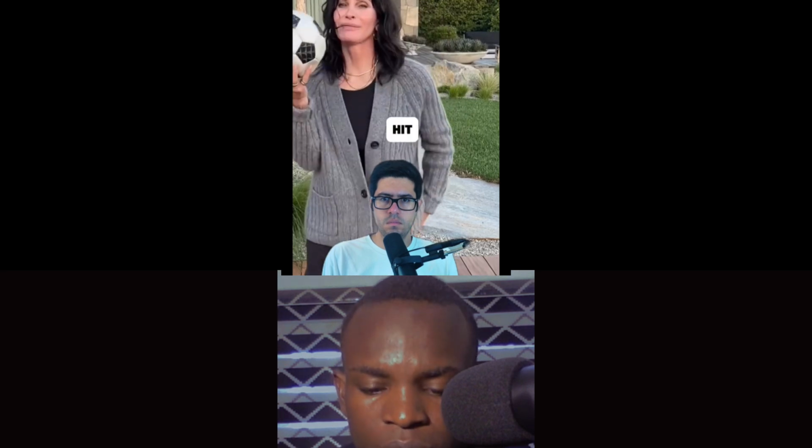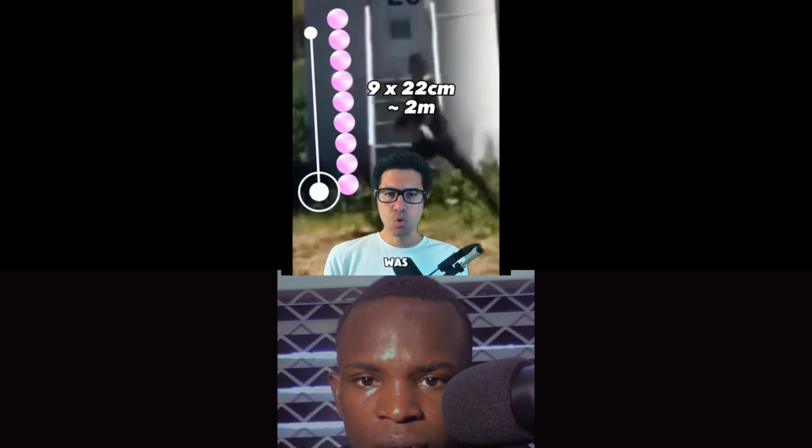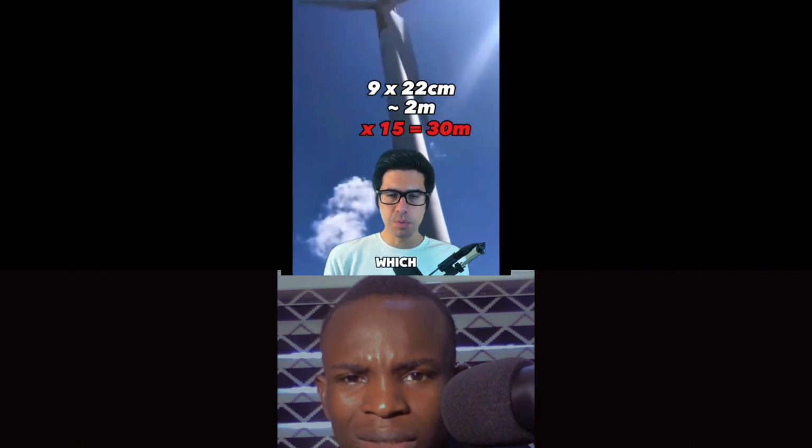Bet you thought this was going to hit me, didn't you? No, I didn't. Using the diameter of a standard ball, I first calculated the height of the turbine. This piece was 2 meters and the whole tower was 15 of these pieces, which means it's 30 meters tall.